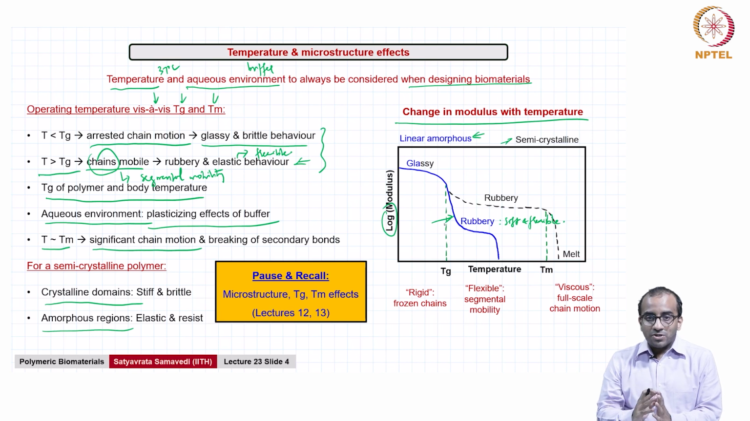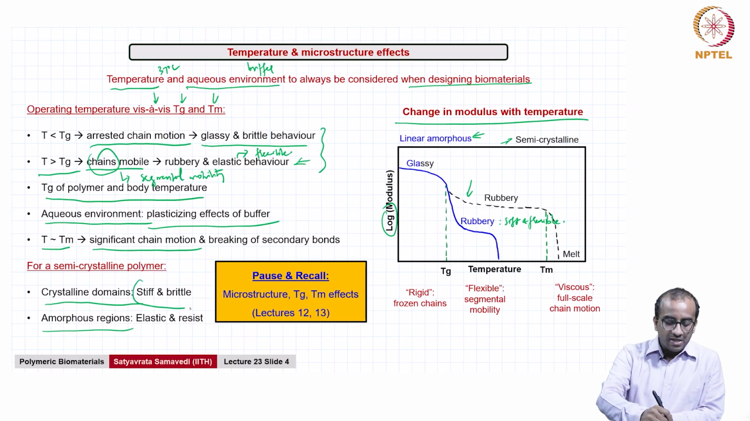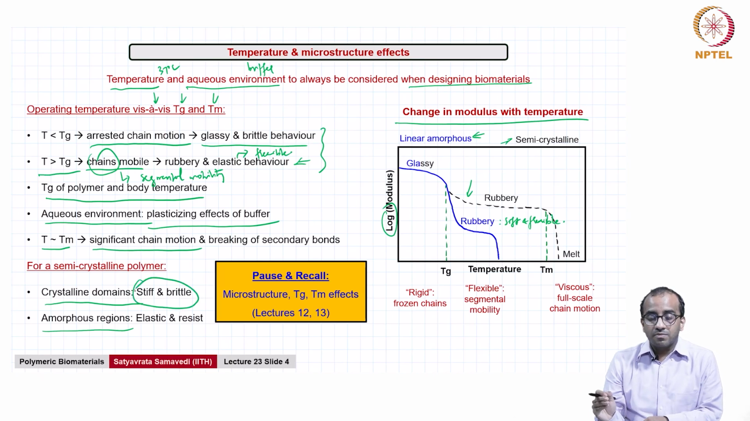If you have understood the microstructure of polymers well, you will be able to immediately tell that while there is a dip, the dip is not that significant as you saw for amorphous polymers, because the crystalline domains still are contributing to the modulus significantly, right. So, because it is a semicrystalline polymer, the crystalline domains will still contribute to the stiffness of the polymer.